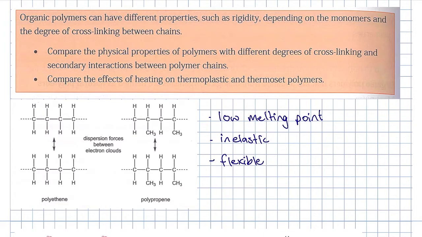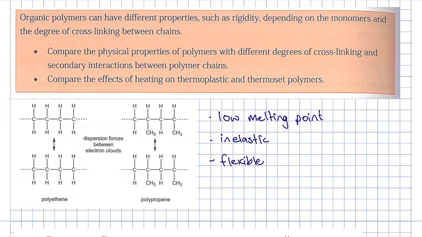So we know that dispersion forces are the weakest of those intermolecular forces. They're easier to break, okay, and they're not permanent. They're temporary. They move. They change all the time. So that adds to the properties of this polymer. Okay, so we've got three properties written down here.